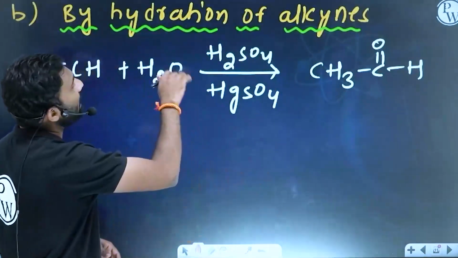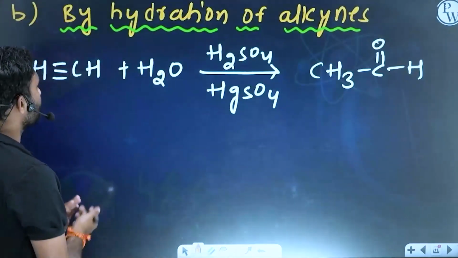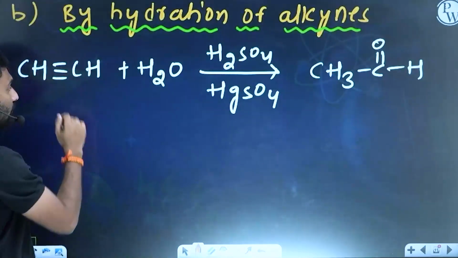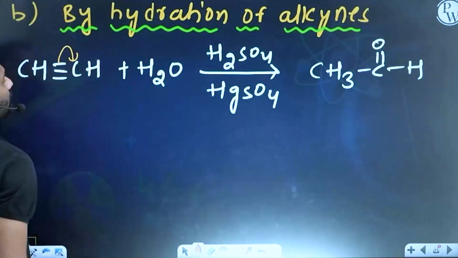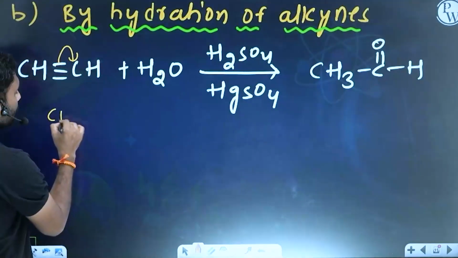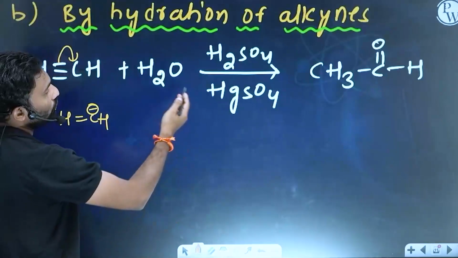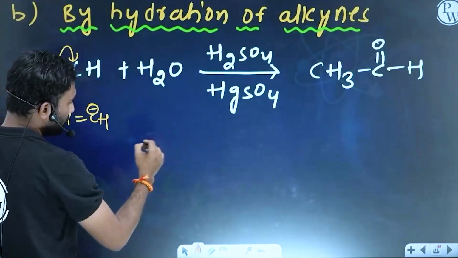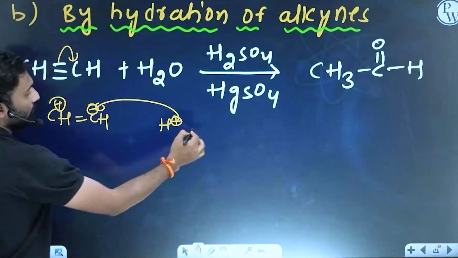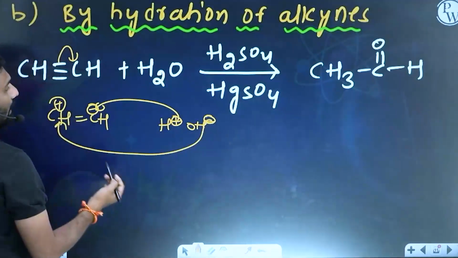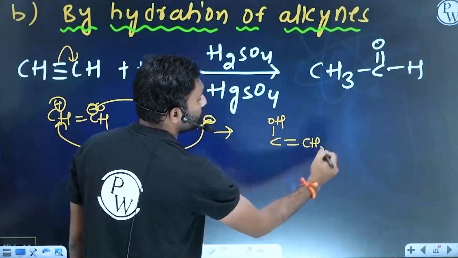Next, by the hydration of the alkynes we can prepare the aldehydes and ketones. Here, this is ethyne, a triple bond. Now if I shift this bond to this carbon, CH double bond, CH negative. Now here H2O. One H plus will attack here, and the OH minus will attack the positive carbon. Now this is the double bond, OH, and CH2. Now this is the enol.